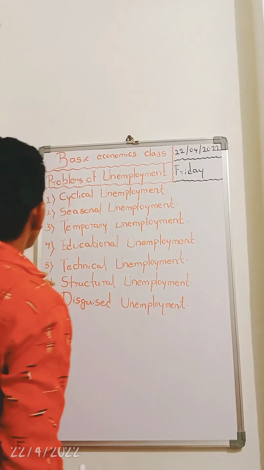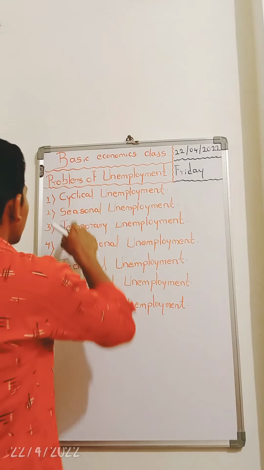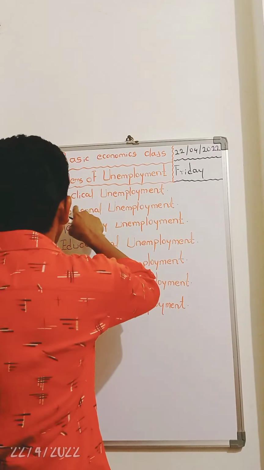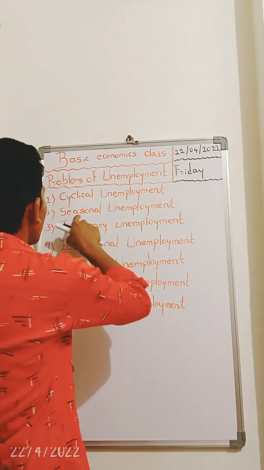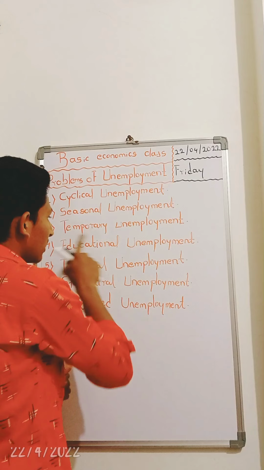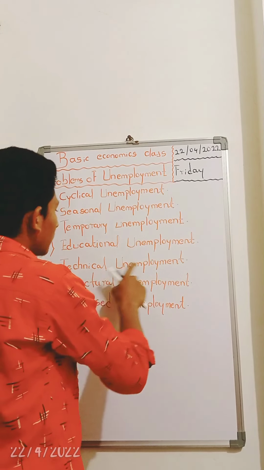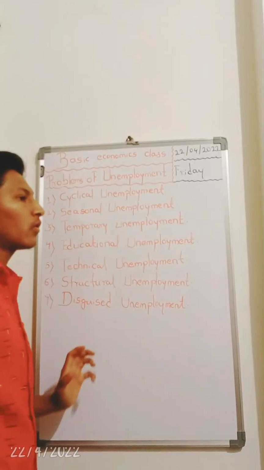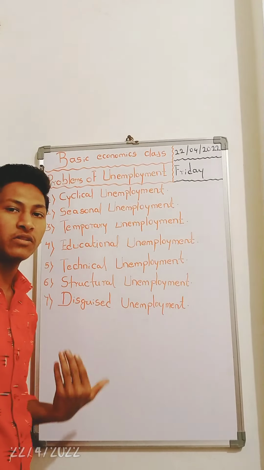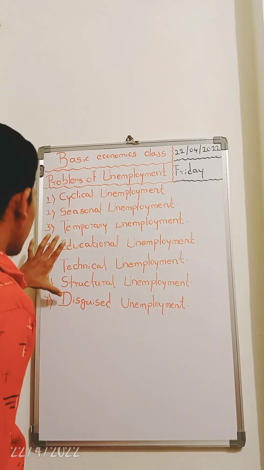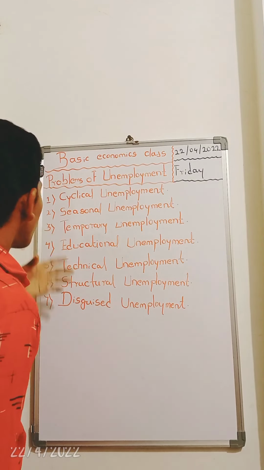There are 7 problems of unemployment. They are cyclical unemployment, seasonal unemployment, temporary unemployment, educational unemployment, technical unemployment, structural unemployment, and disguised unemployment. In this session, we will discuss the cyclical unemployment and the other problems.